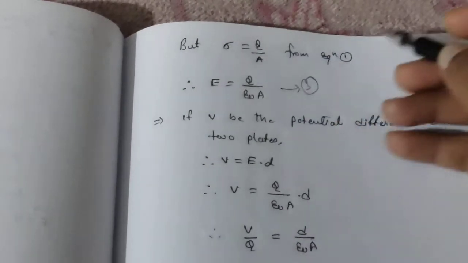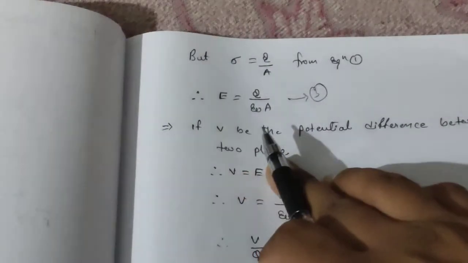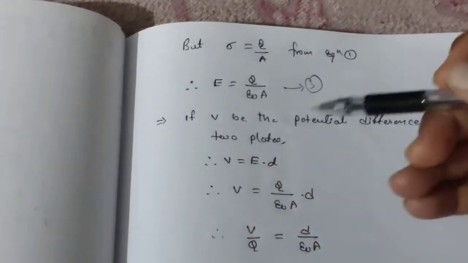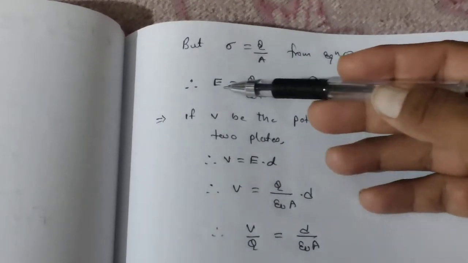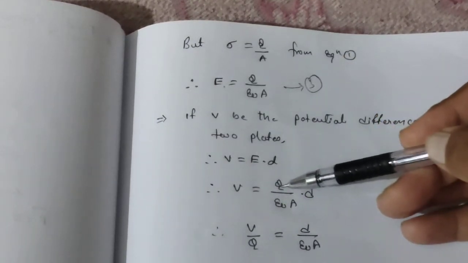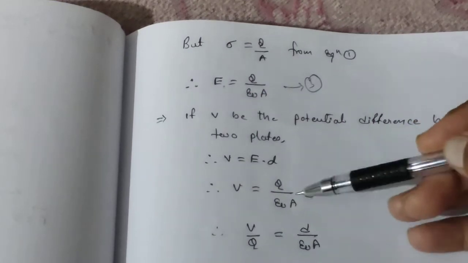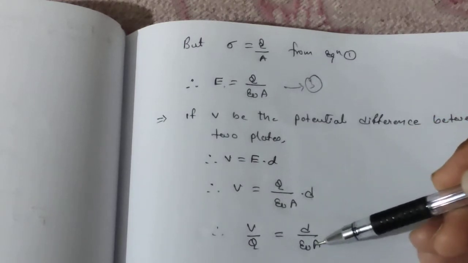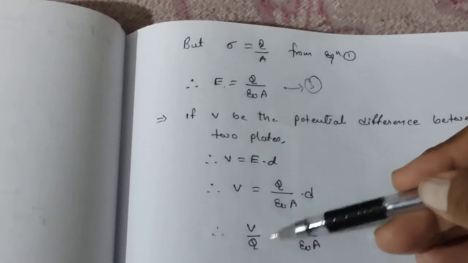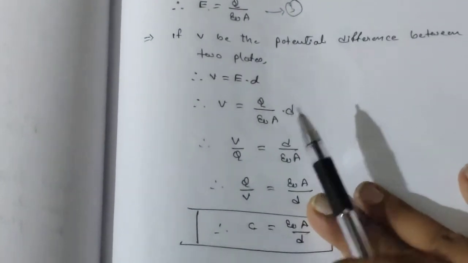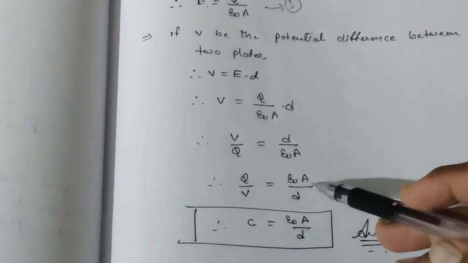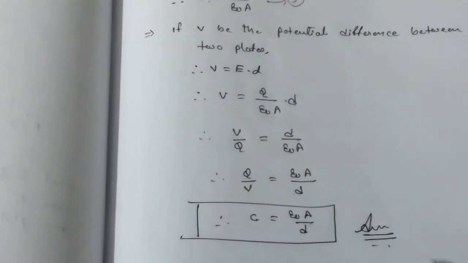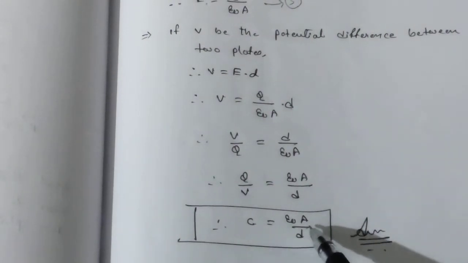Call this equation number 3. If V is the potential difference between the two plates, then V equals E into d, the basic equation. Now put the value of E over here, so we get V equals q d upon epsilon naught A. Now sending q over, the remaining thing is d upon epsilon naught A equals V upon q. Now taking the reciprocal, we have q upon V equals epsilon naught A upon d, but q upon V is nothing but the capacitance of the capacitor. So the final answer for the parallel plate capacitor is C equals epsilon naught A upon d.